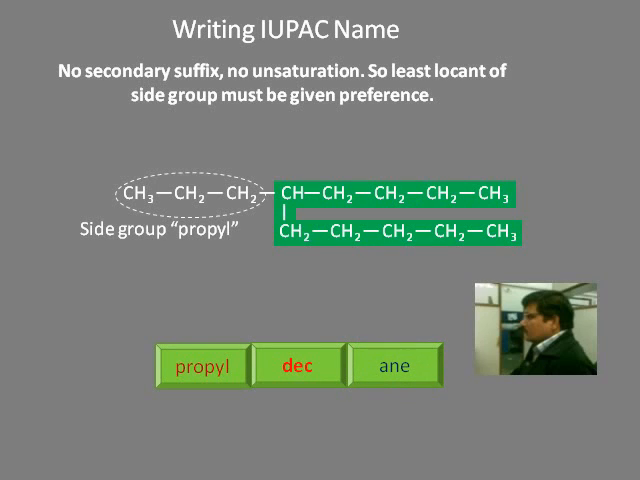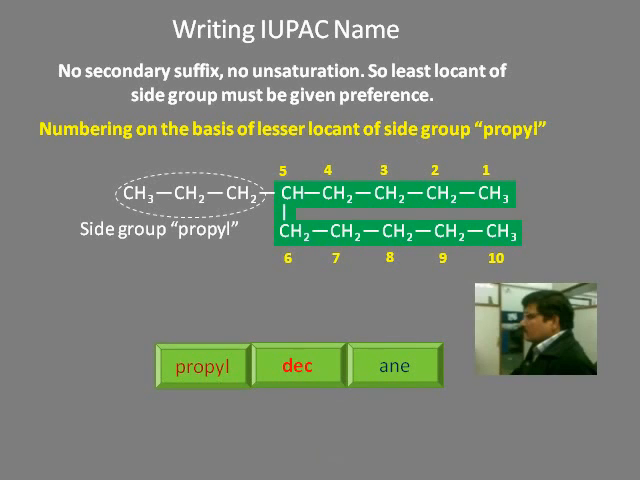Numbering can be done from the upper right part: 1, 2, 3, 4, 5, 6, 7, 8, 9, 10. This is the correct numbering on the basis of lesser locant of side group propyl, which is 5. If we do numbering from the other end, the locant of the side group propyl will be 6. So 5 is correct.